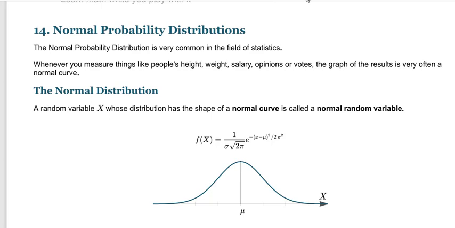A normal probability distribution measures things like people's height, weight, salary, opinion, vote. The graph of the result is very often a normal curve. So now, how to find the normal distribution?